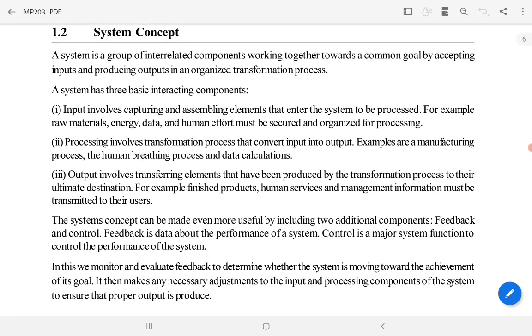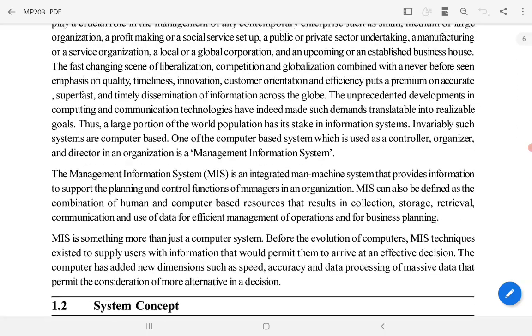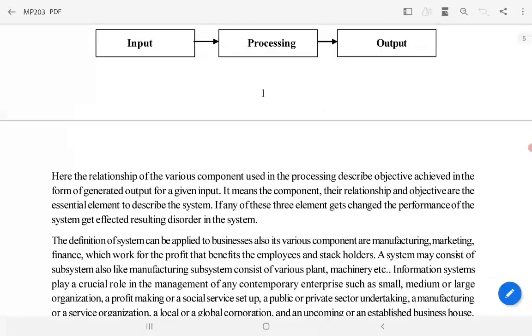So input involves capturing and assembling elements that enter the system to be processed, for example raw materials, energy, data, and human efforts. Processing involves a transformation process that converts input into output, for example a manufacturing process. Output involves transferring elements that have been produced by the transformation process to their ultimate destination. So this is the simple working of business processing.